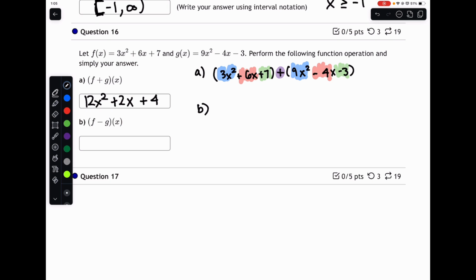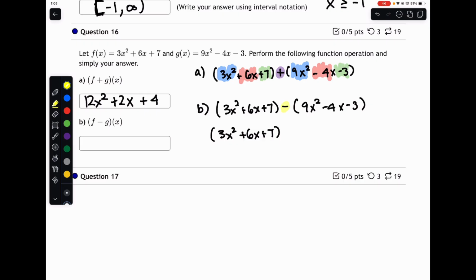So for part B, we're going to do 3x squared plus 6x plus 7, but subtract it from 9x squared minus 4x minus 3. Well, to do a subtraction problem, remember that's the same thing as adding the opposite value. So I'm going to do the keep change opposite. So I'm going to change this operation to addition.